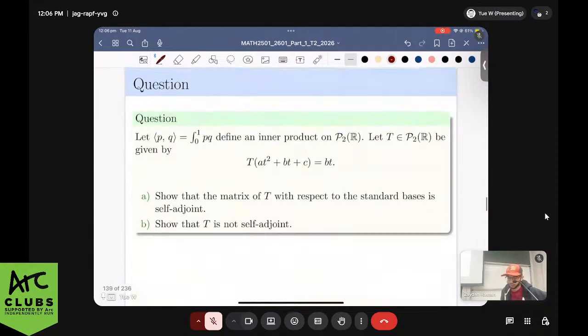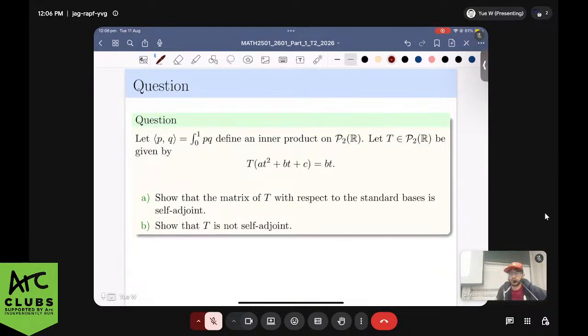Okay, so we have an inner product here, and let T be given by this. We want to show the matrix is self-adjoint with respect to it. Now you can just see for yourself, T of 1 is going to be 0. It just doesn't care about the constant component. T of T is actually 1, because if you take B equal to 1, A and C to 0, you'll get 1. But T of T squared equals 0.